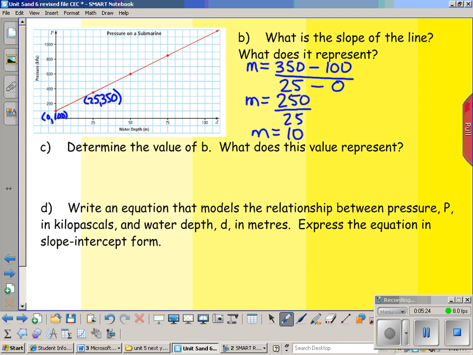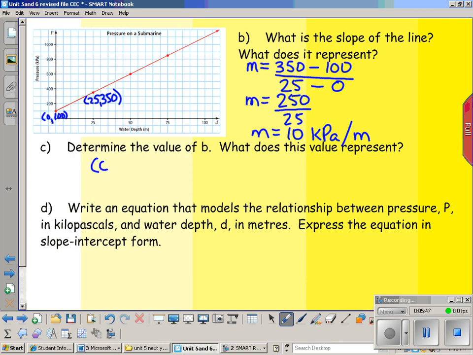Now what does this represent? Well, look at what we're comparing. We're comparing kilopascals, so pressure, to the water depth. So what this is saying is that you are increasing your pressure by 10 kilopascals per meter of depth that you continue to go. Determine the value of B, that is your y-intercept.